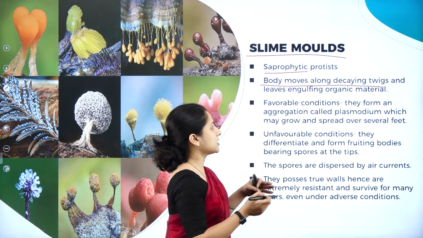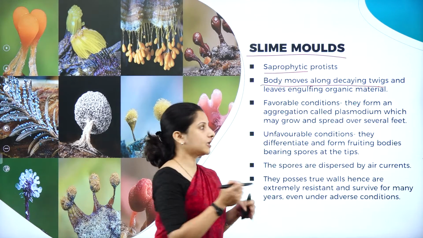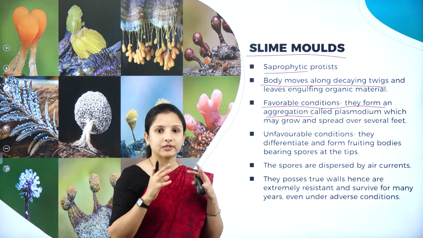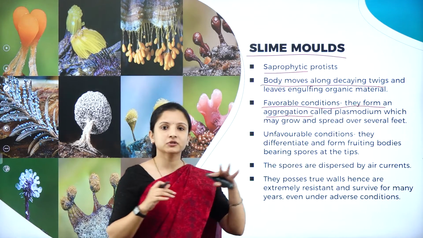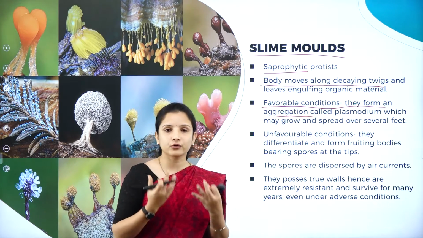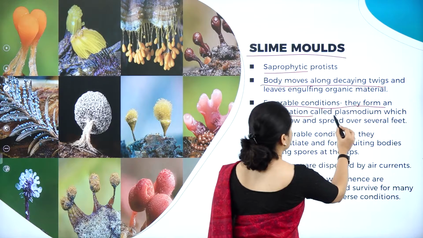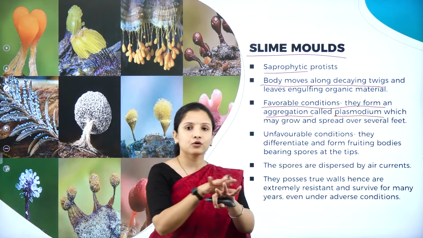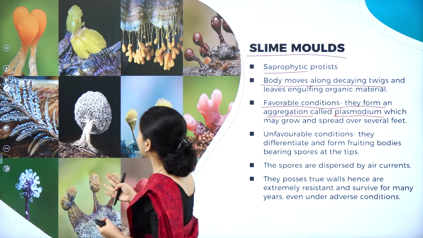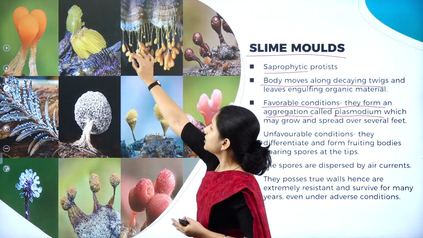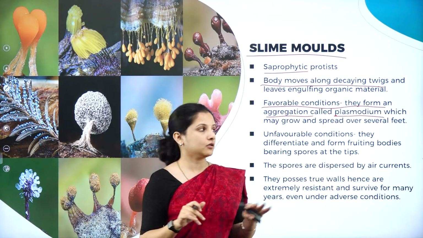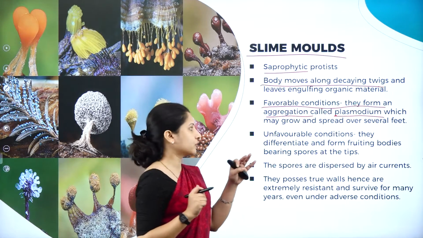During favorable conditions, they form a group or an aggregation, and that particular group is called a Plasmodium. This Plasmodium grows and spreads in groups. They are usually individuals, but whenever favorable conditions are there, they can occur in groups and spread over the entire dead organic matter. That is why they are the best saprophytes.